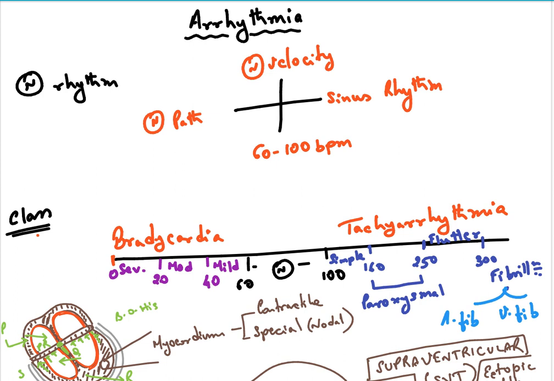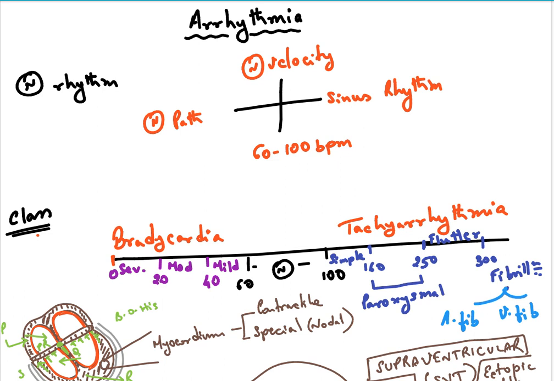Then, how many times is the frequency happening? Normal frequency is between 60 to 100 beats per minute. If it is less than 60, that is not normal. If it is more than 100, that is also not normal. Next comes the rhythm. Rhythm means whether it is regular or irregular. And when I say sinus rhythm, I specifically mean that the rhythm has been generated by the SA node. If the SA node is not generating it, then it is useless. If the SA node is generating the rhythm, that is called a sinus rhythm.